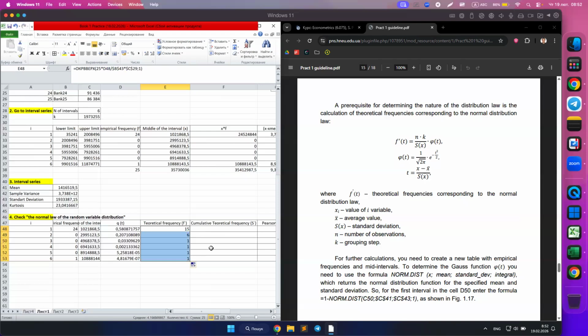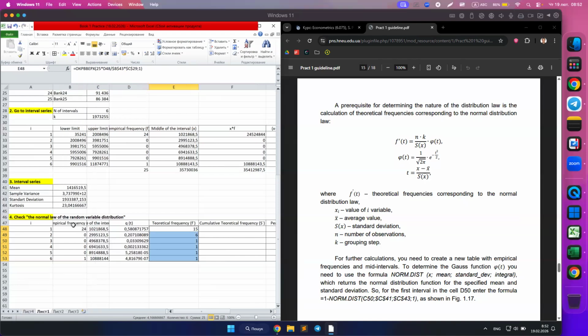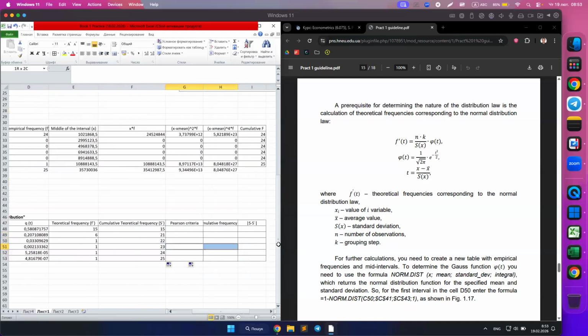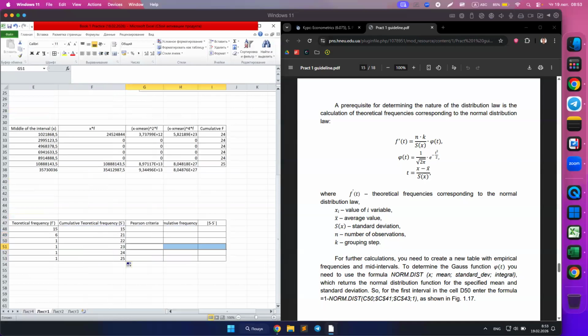So we recalculate this theoretical frequency and you can see the difference between our current empirical frequency and theoretical frequency. After that, we find cumulative theoretical frequency. So the first frequency is here, it's our first theoretical, like this. The second value is our previous cumulative plus the next theoretical. And after that, we fill all cells for our calculation.